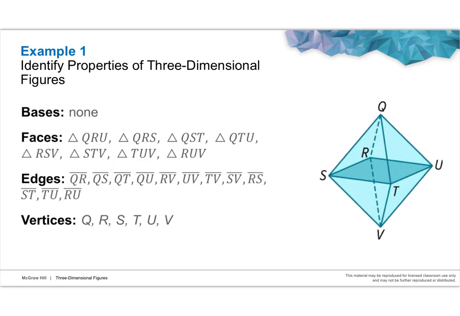As we already said, there are no bases to this, not a pyramid, but we can identify the faces, and we can do this in a pretty consistent manner, always starting at the vertex at the top of Q and going around the 8 sides. So Q, R, U has a triangular face, Q, R, S has a triangular face, Q, S, T, and Q, T, U. Those are the 4 faces on the top side of our octahedron.